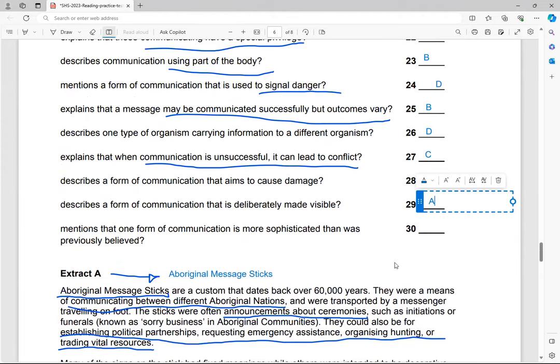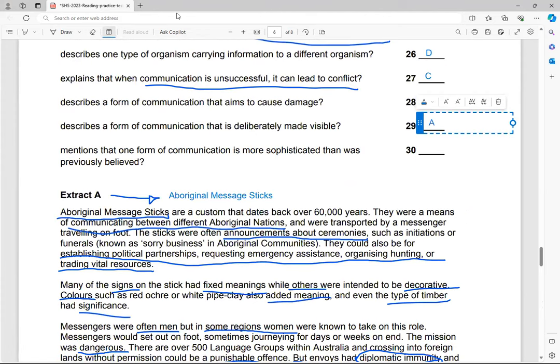And our final question, which writer mentions that one form of communication is more sophisticated than was previously believed? We know that this is Extract D because we read here that scientists have found this connection runs far deeper than first thought. So our initial findings on the Wood Wide Web didn't reflect how complicated they actually are. So the answer is D.